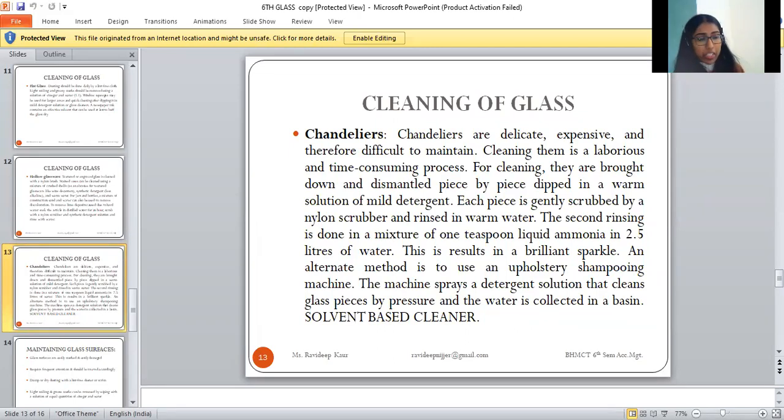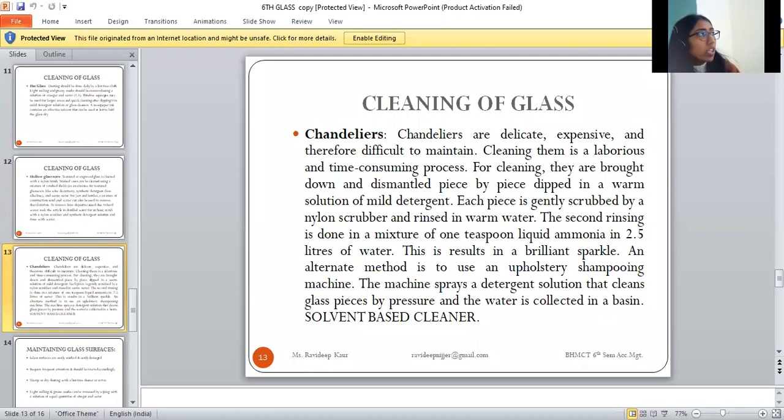To clean such delicate things, we take some precautions so that they don't get damaged or broken. These precautions make it a time-consuming process. Cleaning chandeliers slowly and lightly makes it time-consuming. For cleaning, they are brought down and dismantled piece by piece, and dipped in a warm solution of mild detergent.